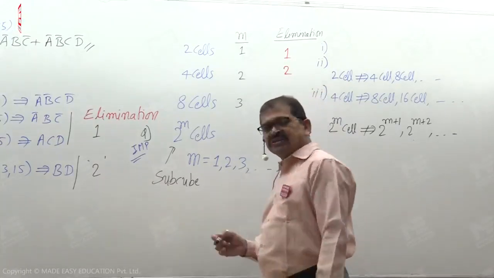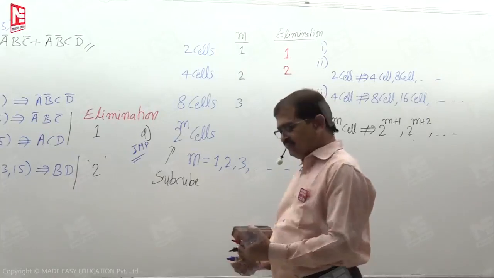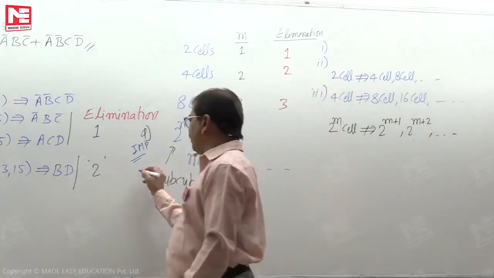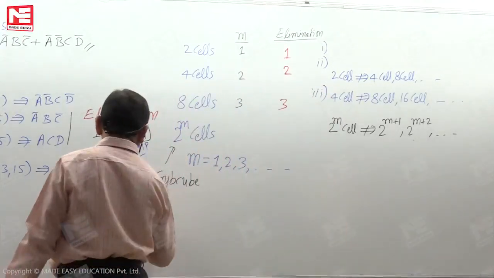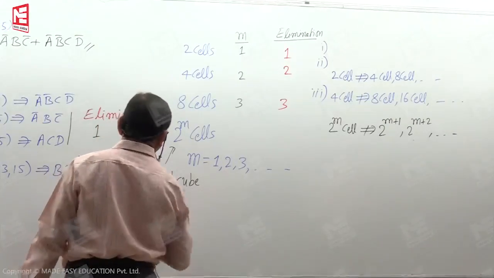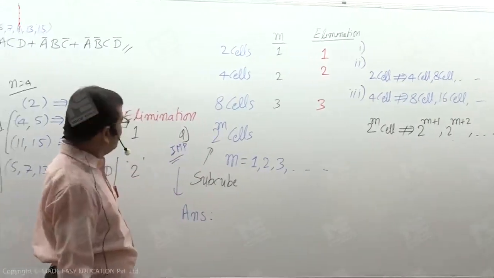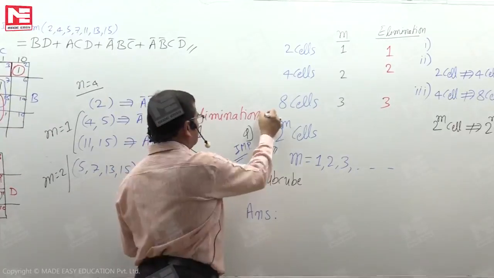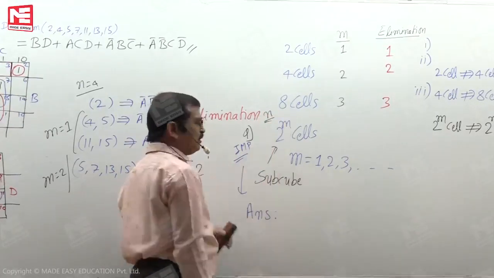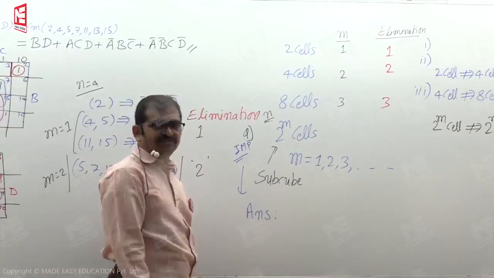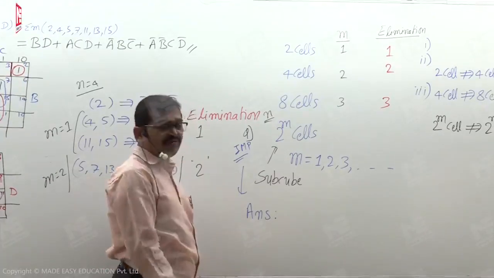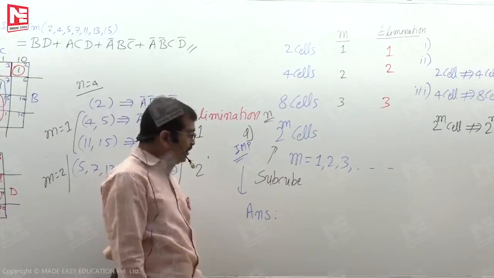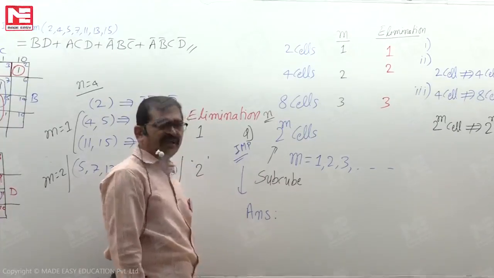So, what is the answer for this question? The question is, in a function of n variables, we consider a possible subcube of 2 to the power of m cells. The question we are looking at is, the subcube product is represented with how many number of literals?